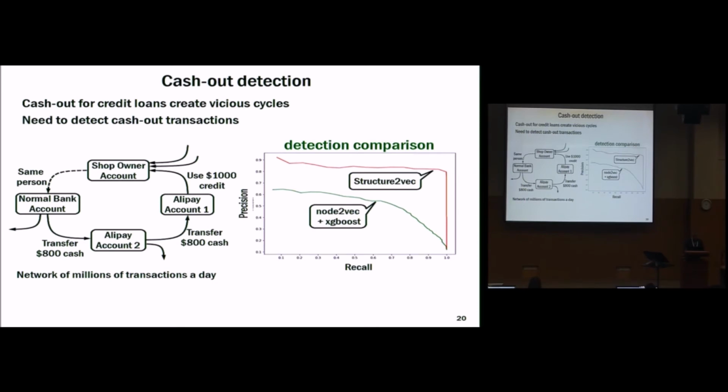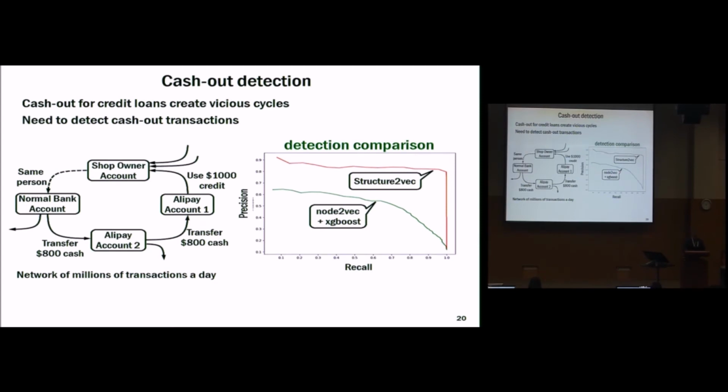So again, we compared this Structure2vec to some of the existing techniques already deployed in Alibaba, and it's doing much better in terms of detecting this cash-out behavior. As I mentioned earlier, every day it is detecting thousands of these cash-out behaviors involving millions of dollars, okay? So it's very effective.